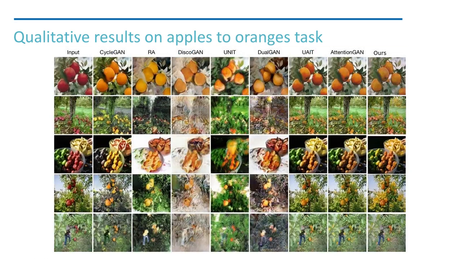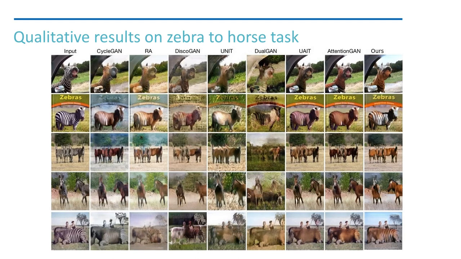Here we can see the qualitative results on the apples to oranges task. We can observe that our results are quite close to those of many attention-based techniques. Also, most of our results are unaffected by unwanted translation of the background objects for this task.